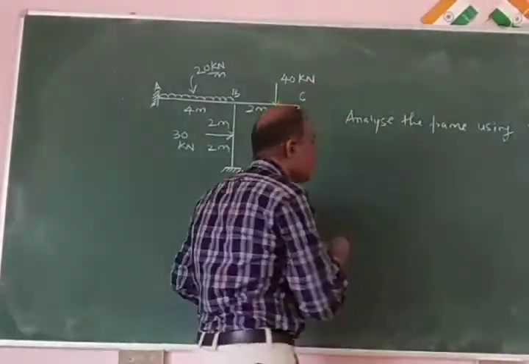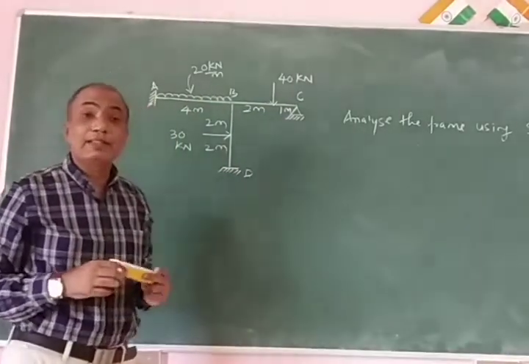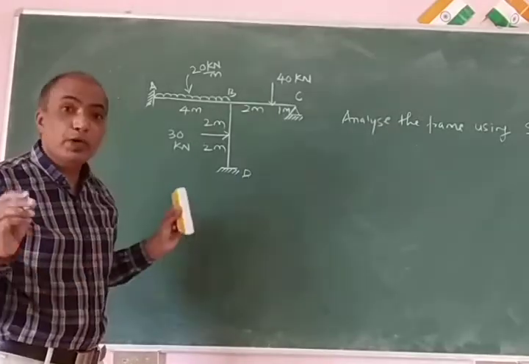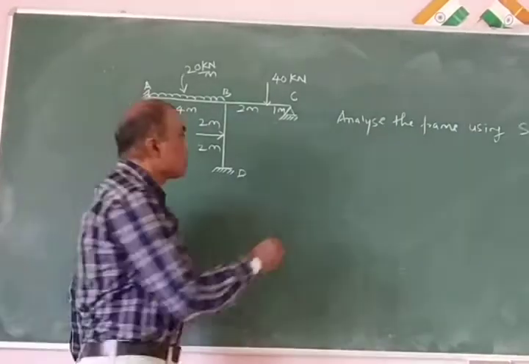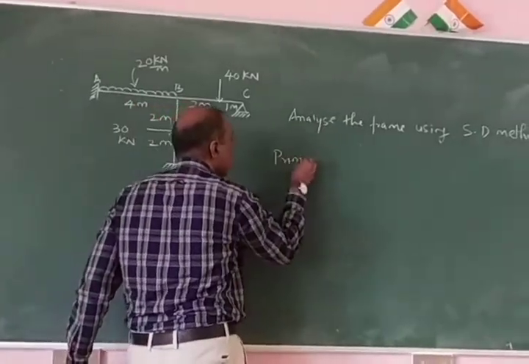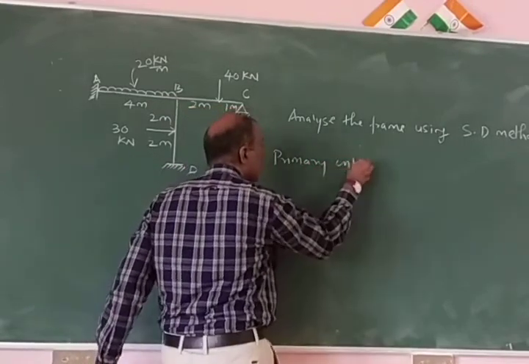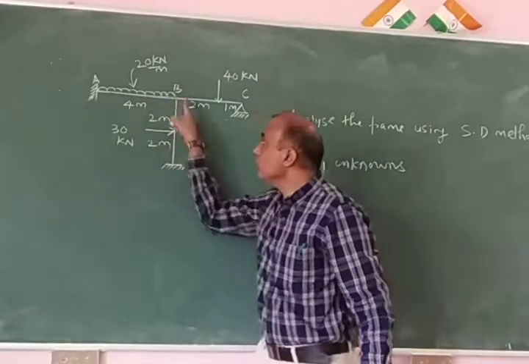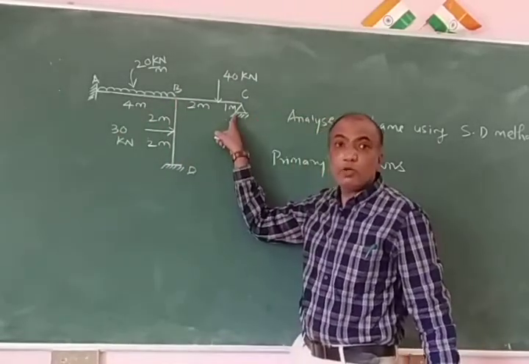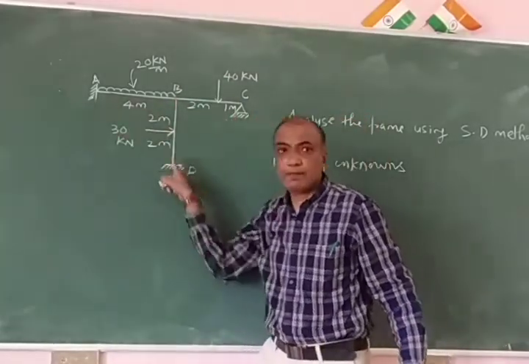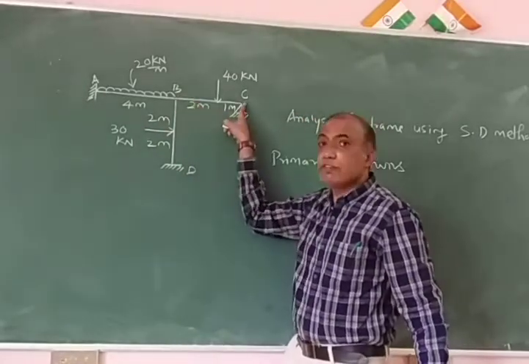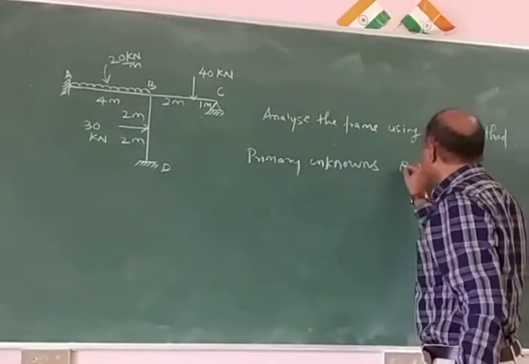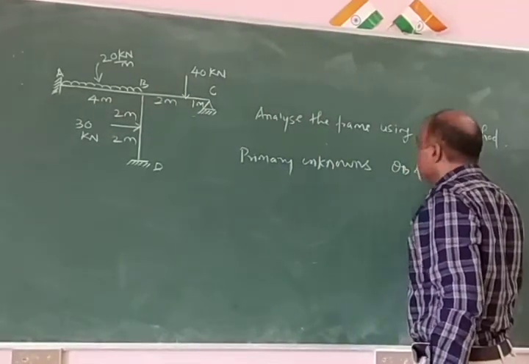First, this is a frame of the first category, that is, frame without lateral movement of the joint. So the only primary unknowns are rotations. How many rotations are there? There are 1, 2, 3, 4 supports. But out of 4 supports, 2 supports are fixed and 2 supports are not fixed, so they undergo rotation. So the primary unknowns are theta B and theta C.